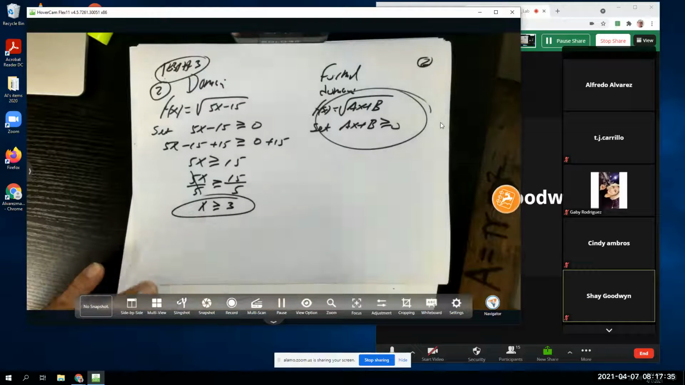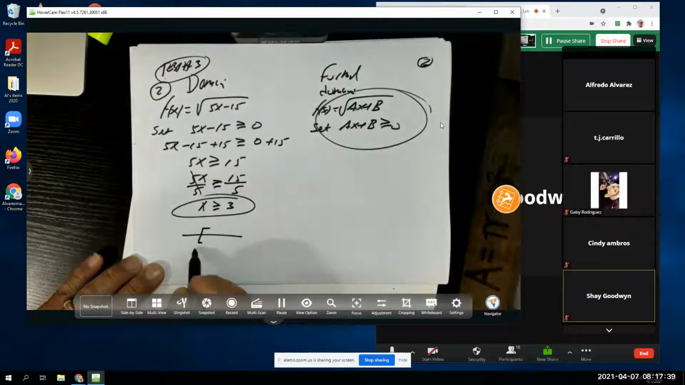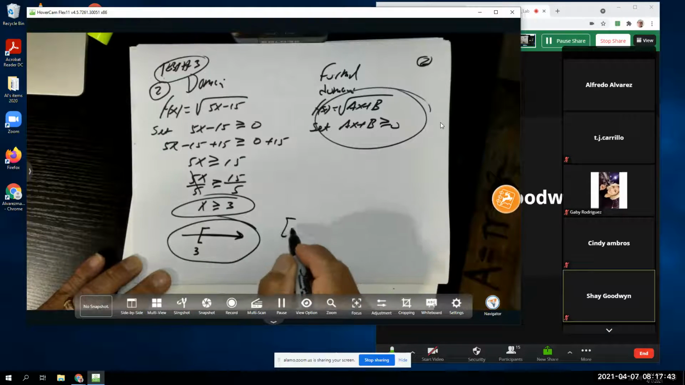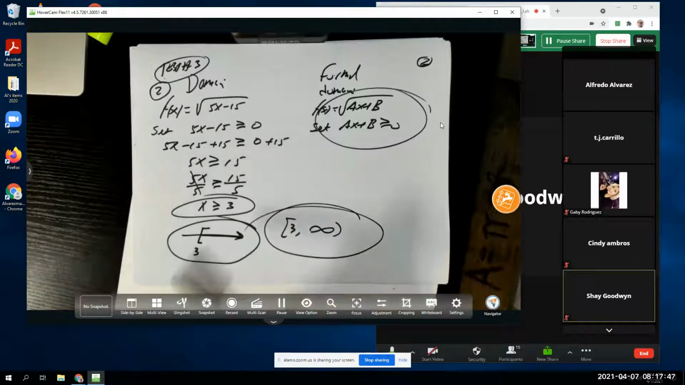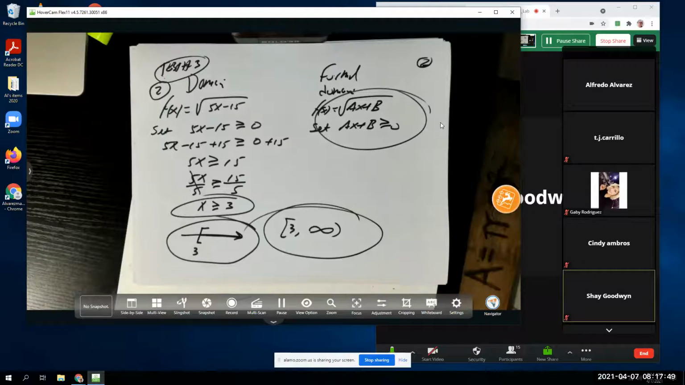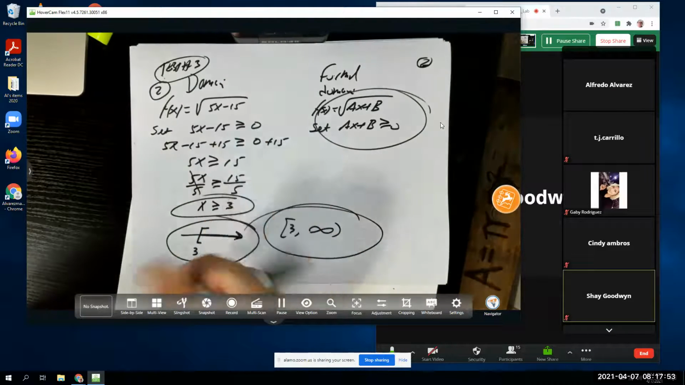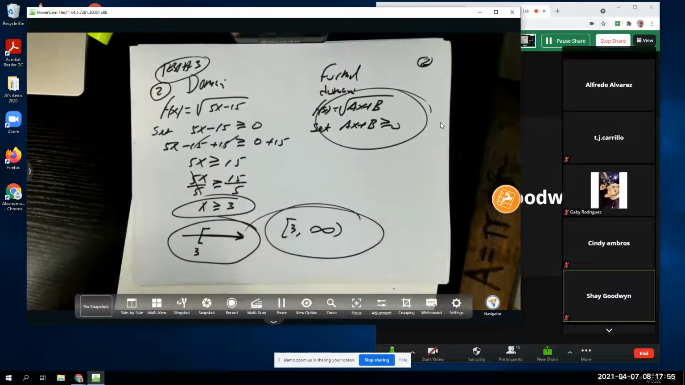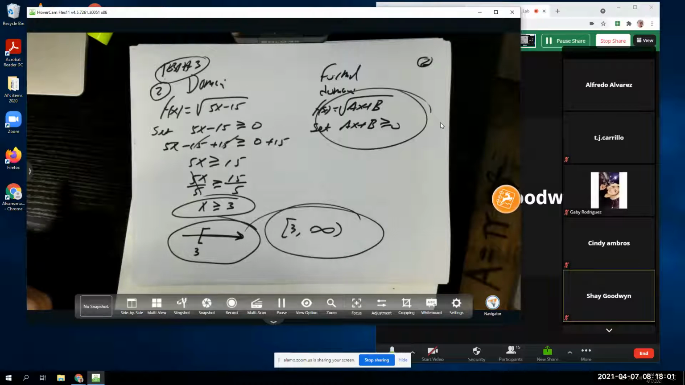I got one answer. Greater than or equal means you block it in. Here's 3. It goes this way. Or you block it in, like this. So it's one of these 3 answers. So how do you find domain? Make it bigger than or equal to 0. Work it out. And then these are gone. And there's the answer for number 2, for domain. Is that right? For number 2?